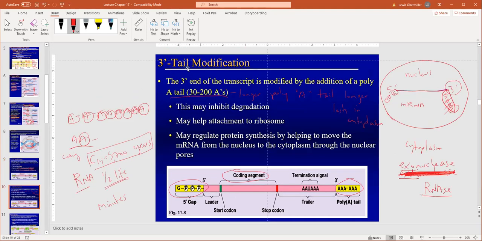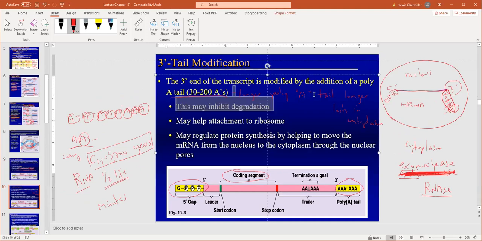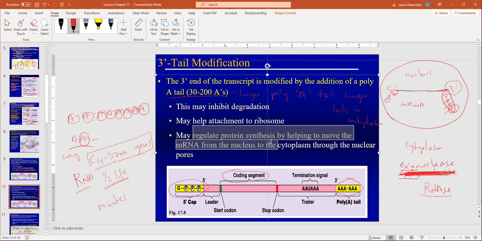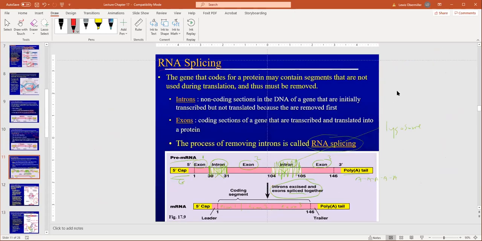The other modification is the 3' end. So I might ask you what's added to the 3' end, and you need to tell me it's a poly A tail, right? The longer it is, the more stable the RNA is. So the purpose of the tail is to inhibit degradation by enzymes in the cytoplasm, helps the ribosome know what direction to read, and regulates whether the RNA even leaves the nucleus, because without this, it won't leave, and it will never be turned into a protein because the ribosomes are only found in the cytoplasm. We talked about that before.